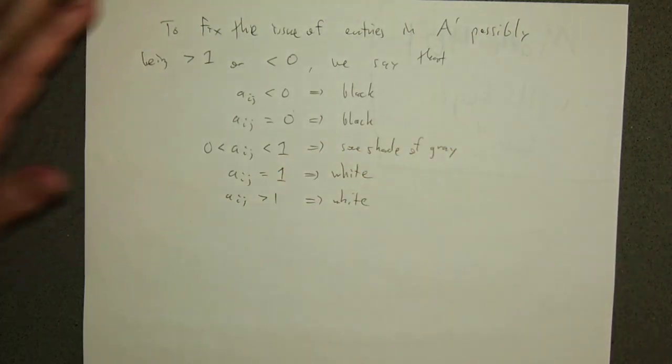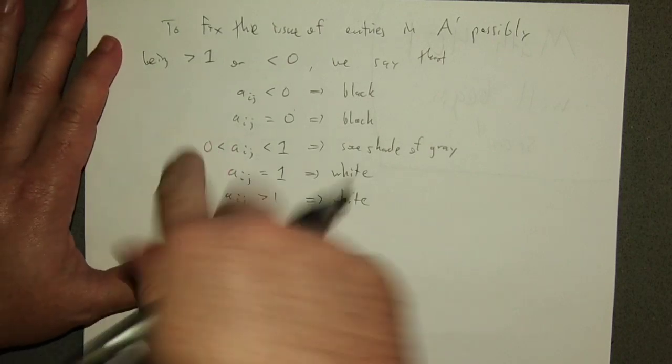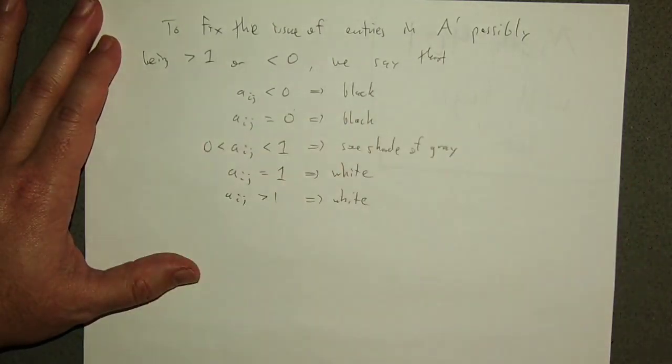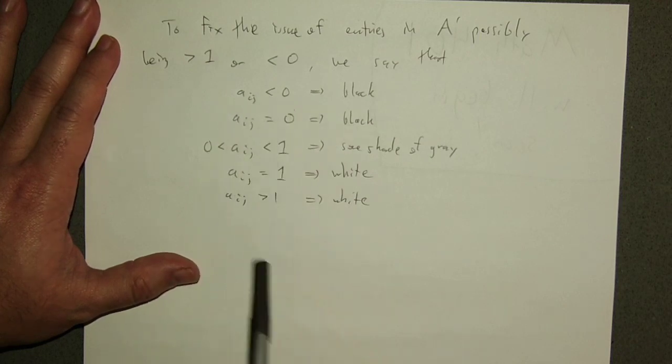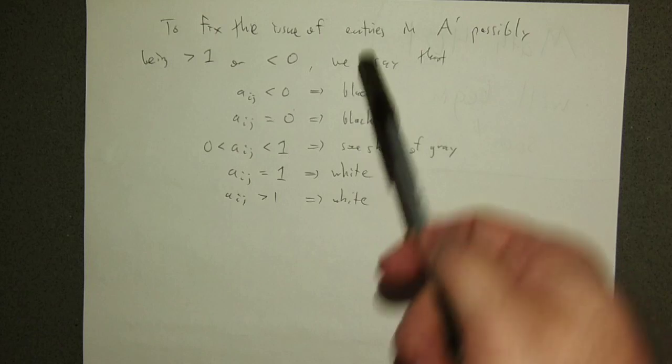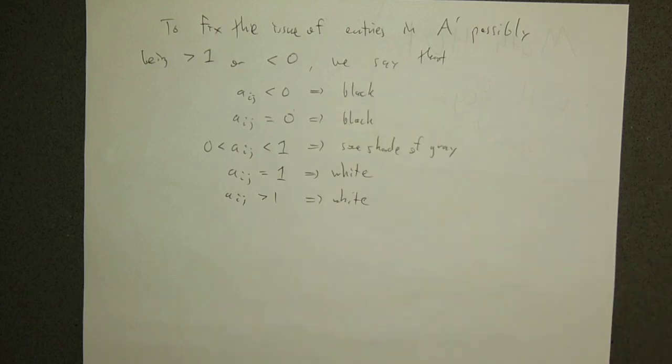So this is what we mean by leaving it alone. So these middle cases is what we were doing. Otherwise, having entries that are strictly less than 0 or strictly greater than 1, we just say that those are either black or white, respectively. And it turns out that this actually gives us a lot more accurate of an interpretation of what's going on here.